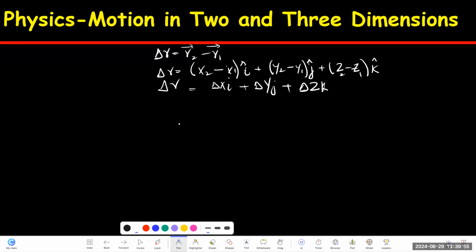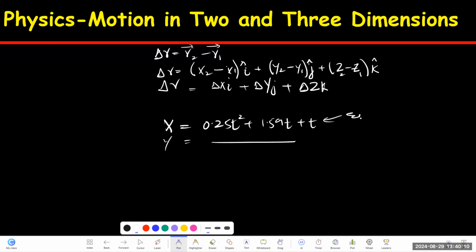For example, x is given as 0.25 t squared plus 1.59 t. Same thing with y. So you can see here there is some equation given. And in order to find the velocity from the equation, you need to remember we just take dx/dt. So really we take this equation and take the derivative with respect to t. Now let's take a problem and take a look into that, and that's going to help us explain.